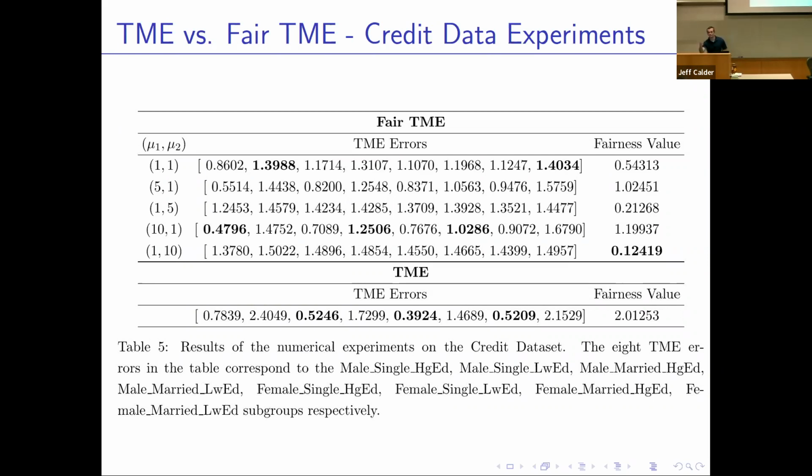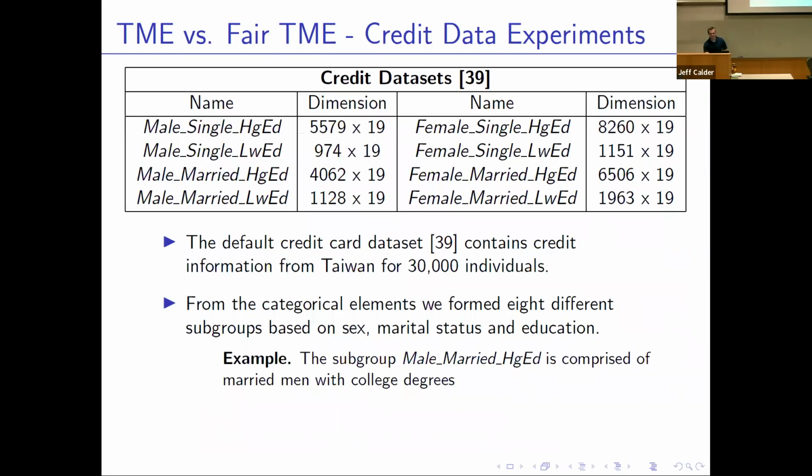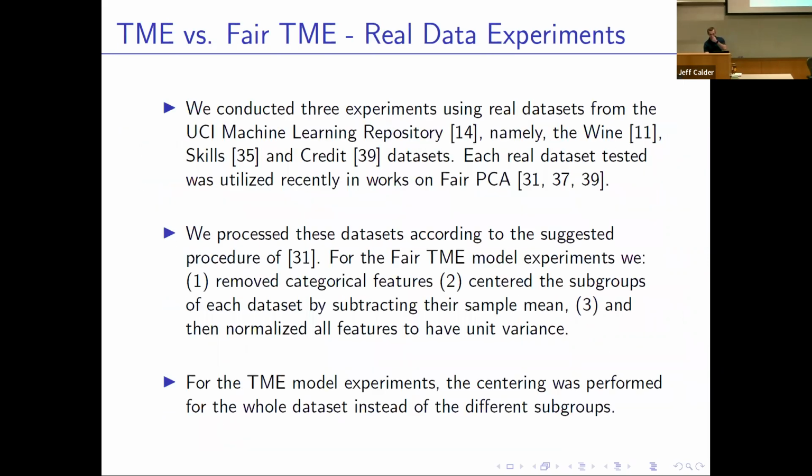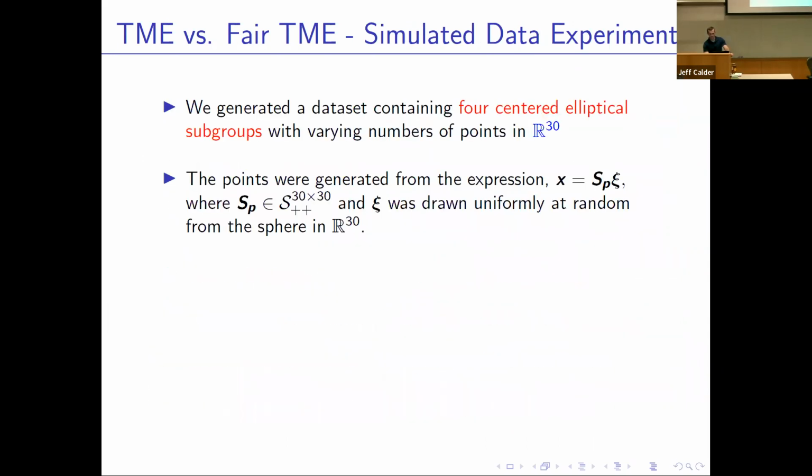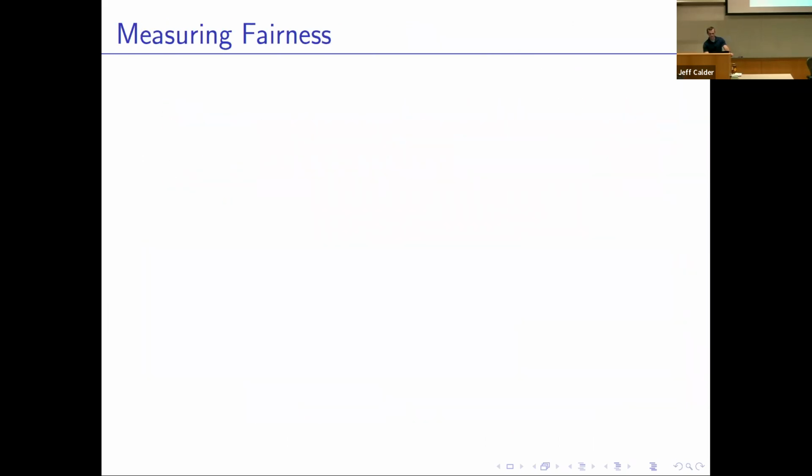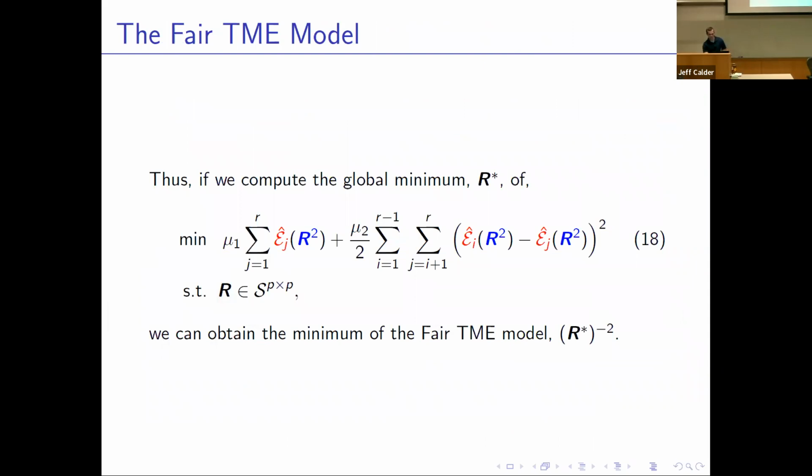I have a very naive question about the fair Tyler estimator. Have you considered something much simpler where you just weight the points by the size of their group? So a small group would have larger weight, and then you do Tyler's M estimator, but a weighted version of it. We hadn't thought about that.